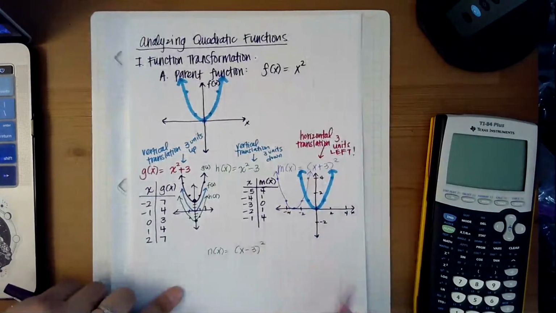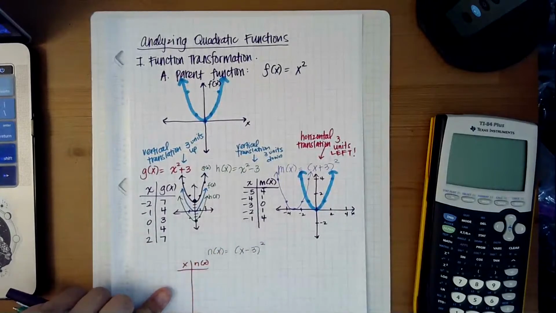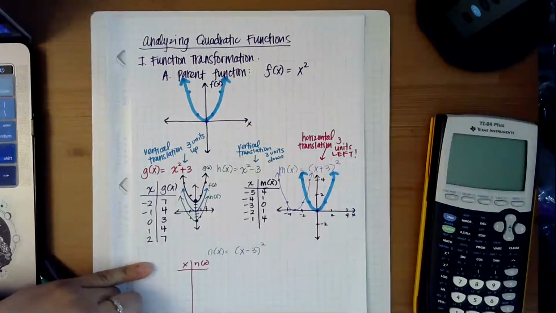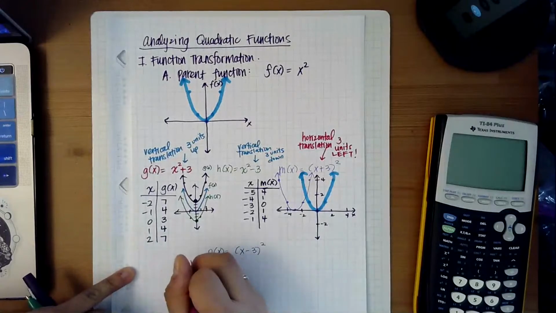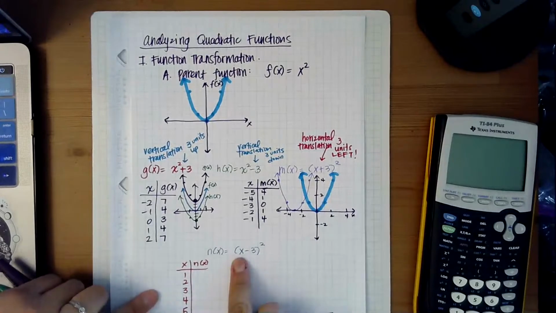So let's look at this one now. What do you think this one's going to give me? So let's see x and n of x. I'm going to go for this one. I'm going to go 1, 2, 3, 4, 5. And let's see.